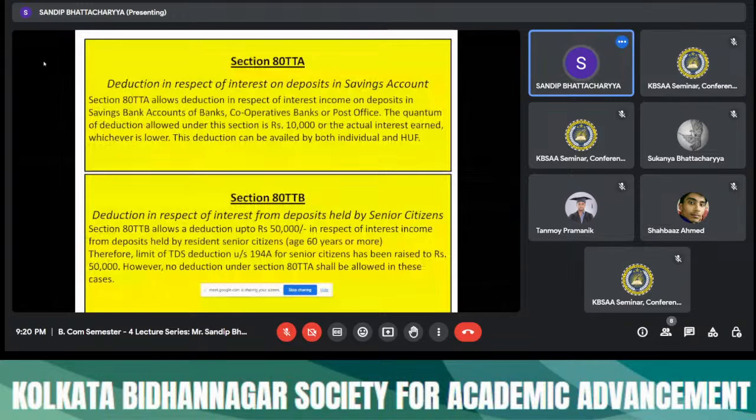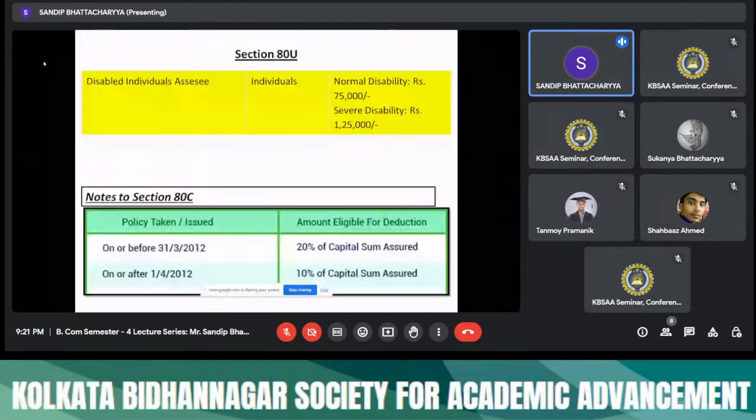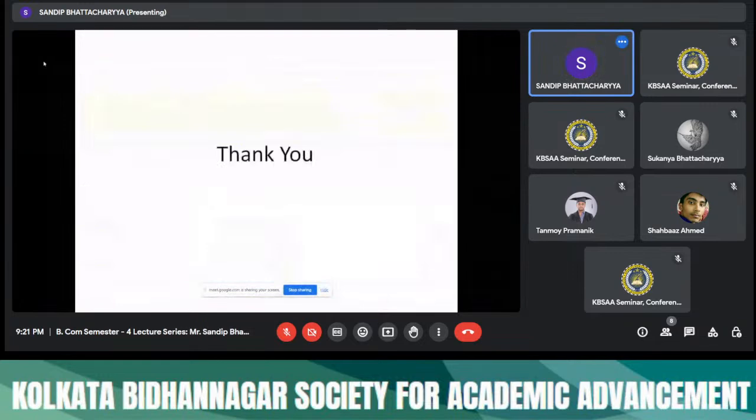So sir, what is 80TTB? It is for senior citizen, but remember, 80TTB senior citizen savings bank plus FD plus MIS plus RD, all the deposits. সিনিয়র সিটিজেনদের ক্ষেত্রে সেভিংস ব্যাংক শুধু নয়, সেভিংস ছাড়াও তার যা ফিক্সড ডিপোজিটের ইন্টারেস্ট আছে, যা মান্থলি ইনকাম স্কিম আছে, যা রেকারিং ডিপোজিট আছে, ব্যাংক, পোস্ট অফিস, ব্যাংক অর ফিনান্সিয়াল ইনস্টিটিউশন, এনবিএফসি, টোটাল মিলিয়ে 50,000 অব্দি ম্যাক্সিমাম সে ডিডাকশন পাবে। So this is all about the deduction under section 80C to 80U. Thank you.